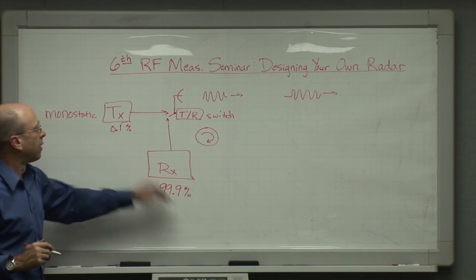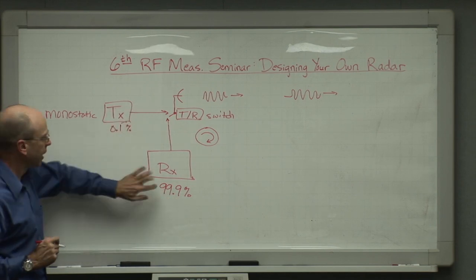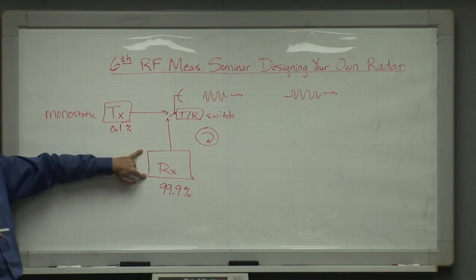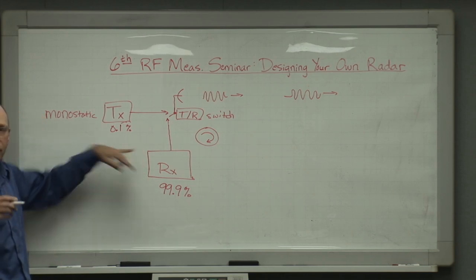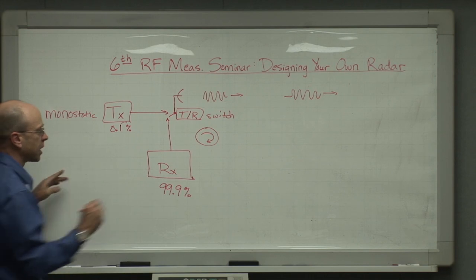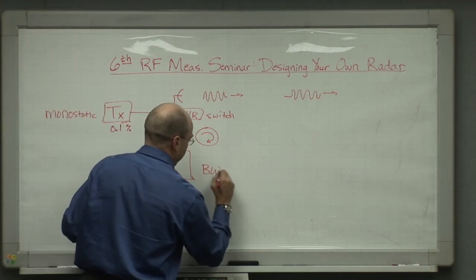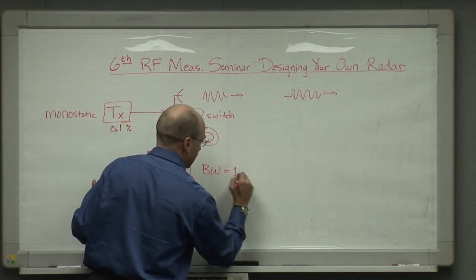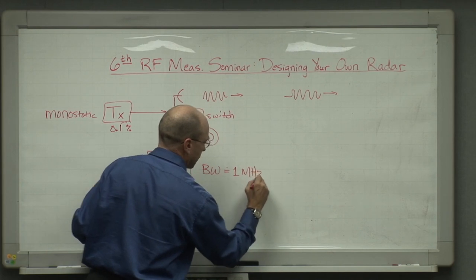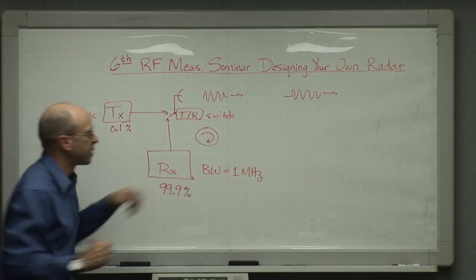Now, how does this relate to the power we're going to generate? Well, given that we're going to run this as a very sensitive receiver, we want to know, what's the minimum amount of energy that we can receive? We will assume for the moment that the bandwidth of the receiver is going to be about 1 megahertz, and you'll see why in a minute.